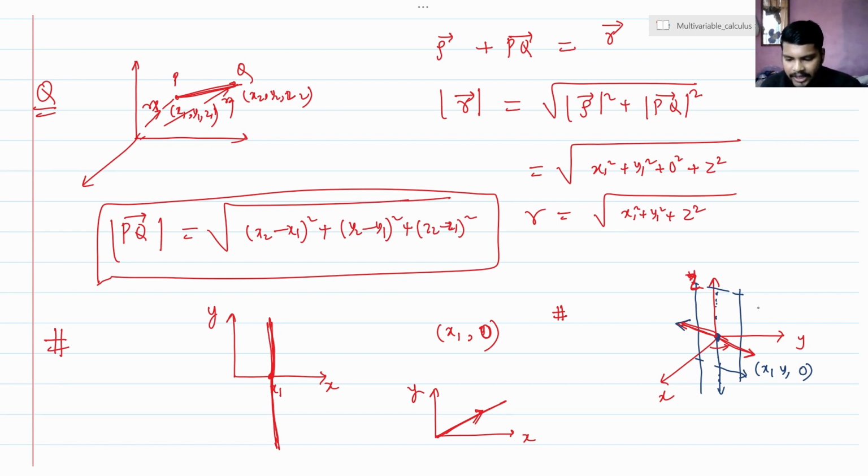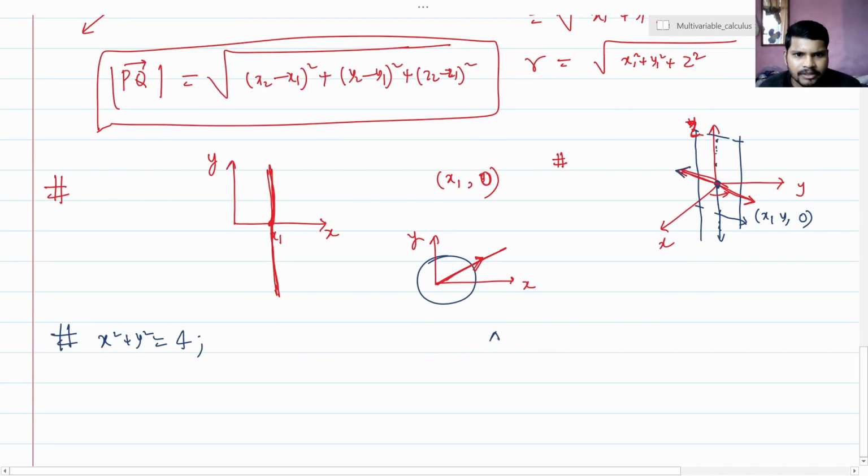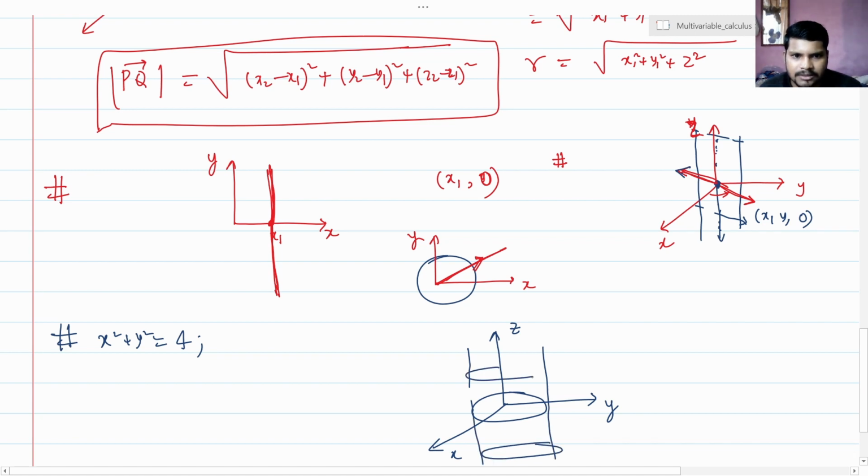Similarly, we can have a circle. For an example, consider I got a circle, x square plus y square is equal to 4. So in 2D it will be simply a circle, but what happens in 4D? Sorry, in 3D. In 3D, this is x and y, so this is the circle, but z is not there, so z is equal to 0. So you have to make concentric circles. If you have concentric circles, then how does it look like? It will look like a cylinder.